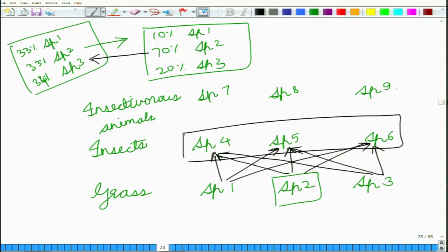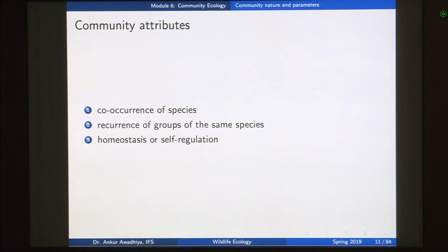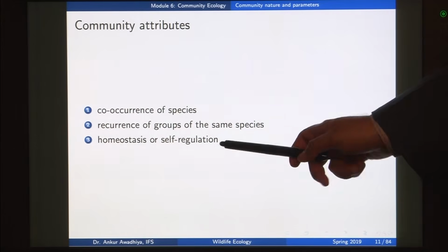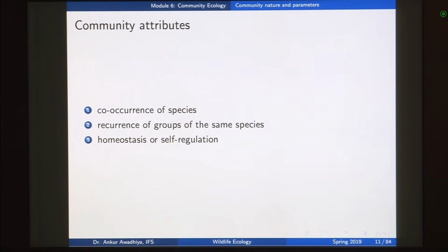So if any small perturbation in the community tends to move back to the original state, that is known as homeostasis or self-regulation. So it self-regulates itself so that the species composition remains the same. So these are the 3 community attributes.